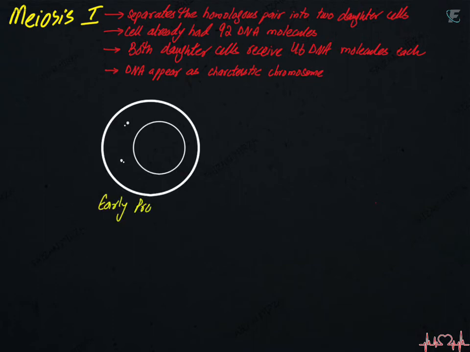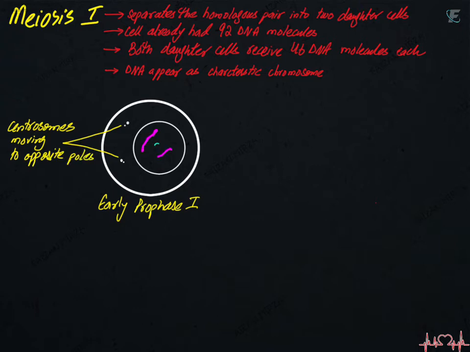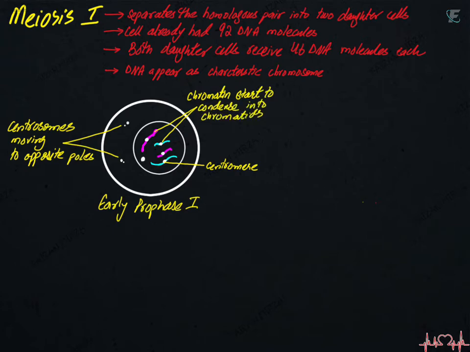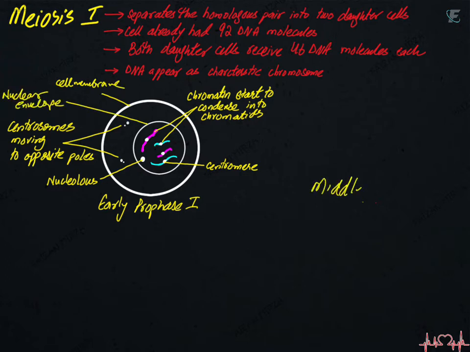So this is early prophase. You can see the cell membrane, you can see the centrosomes. They have already started moving to the opposite poles. You can see the nuclear envelope, and these are the chromatids. You can see that the DNA is appearing as chromatids. The chromosomes appear as single chromatids. I am showing you two purple and two blue here. The chromatin starts to condense into chromatids here, and the nuclear envelope can be seen, the nucleolus can be seen, you can see the cell membrane, and all these labels can very well be seen.